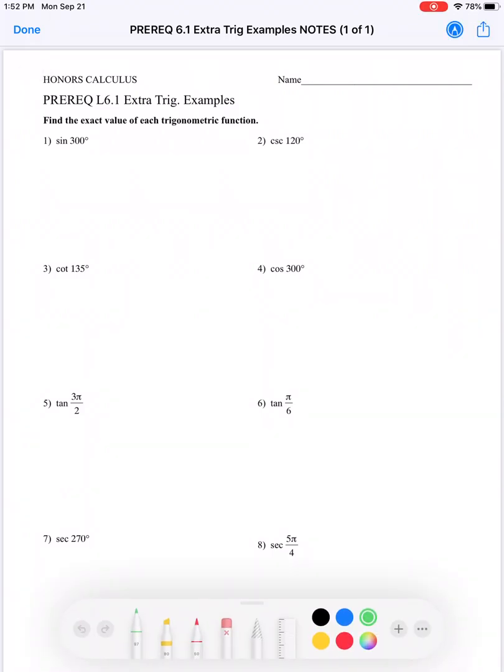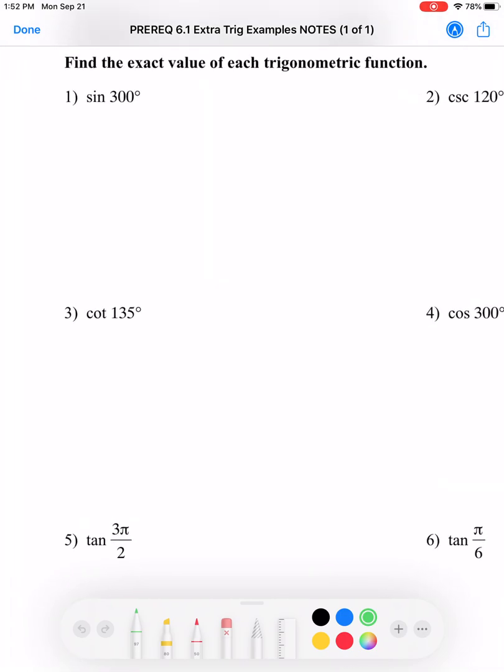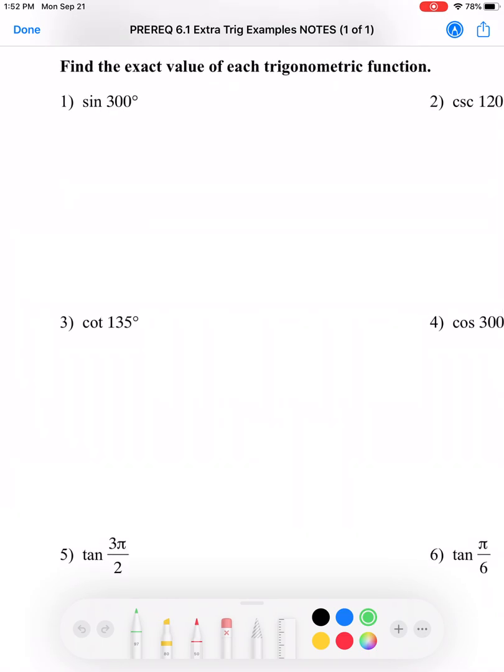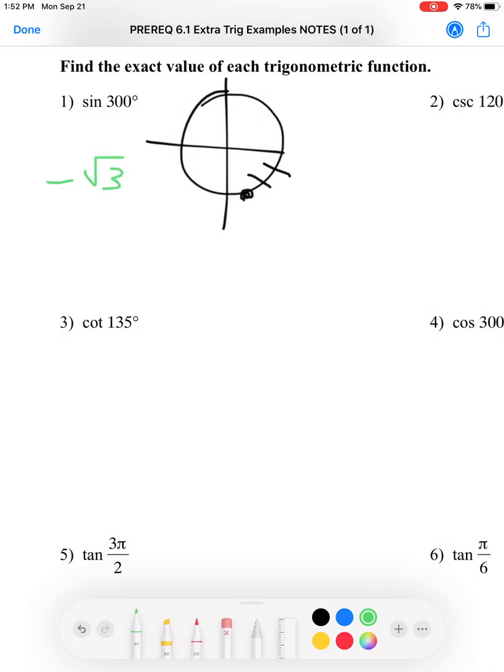For today, we're going to do 8 more examples related to the unit circle as a review and reinforcement of what was already taught. So if we start up here at sine of 300, we can look at a quick sketch. 300 degrees is going to be down here in quadrant 4. Sine is the y value, and notice that there is a whole lot of y in the downward direction. So our final answer for this one is going to be negative root 3 over 2.